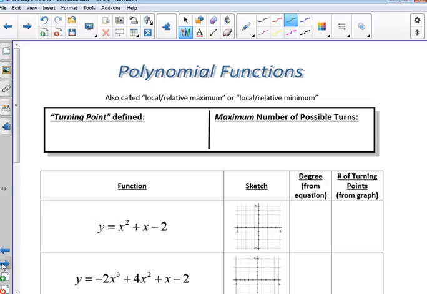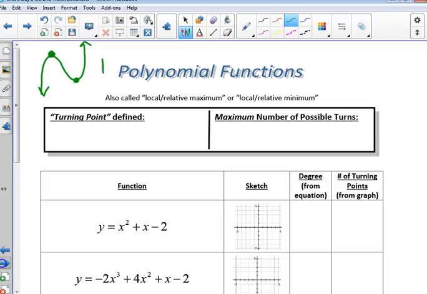Alright, polynomial functions. So, turning points. This is important. You might have heard us say this before, a turning point. You may have seen a function in the beginning of the year that we've given you that looks like this. We've asked you to do domain and range and all those graphical characteristics. We've told you about these points, and we've called them local maximums, local minimums, right?